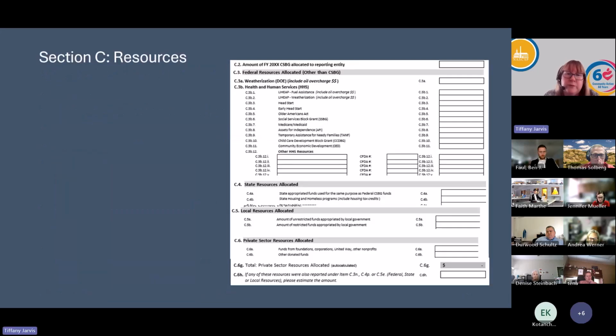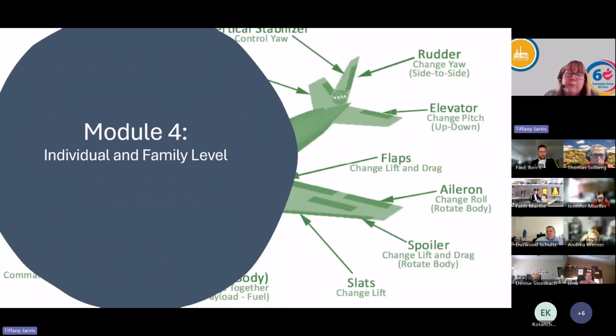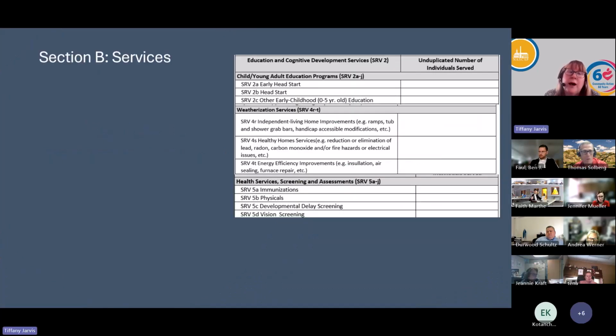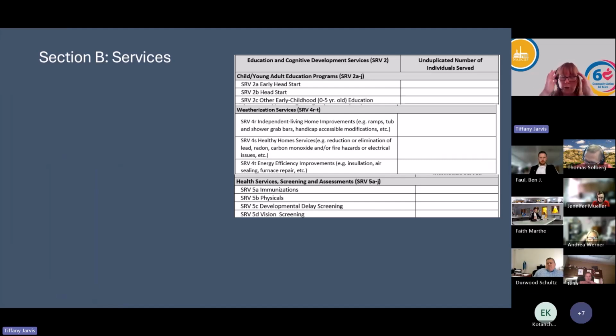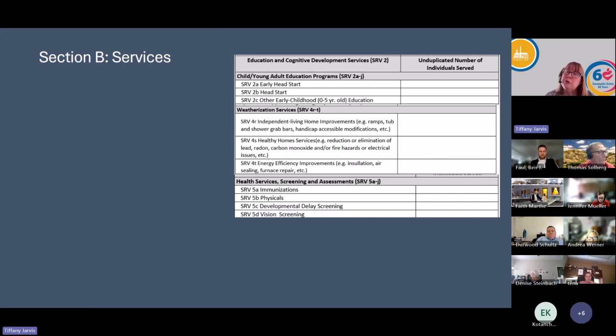Let me get back to where we were here. Okay. So now we're looking at Module 4. That's the individual and family level. So I'm reversing the order a little bit because Section B is services, and I know we always want to start with the outcome, but I'm doing it this way just to talk about the dependency, that in order to achieve an outcome, most likely you have done something to help that customer. So the output or the service is what was done directly to help that customer.